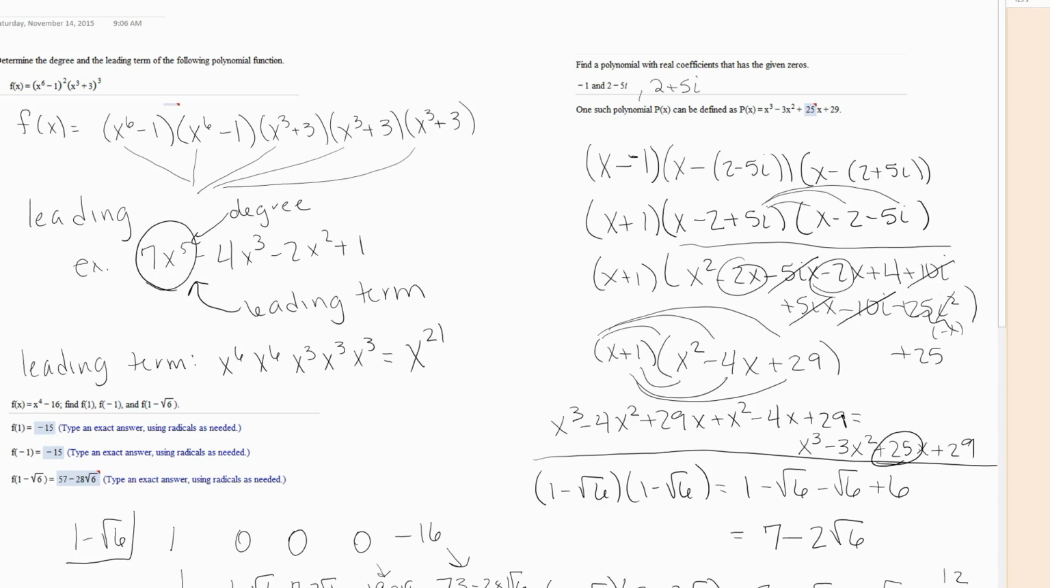Okay, so whenever it says find this polynomial with given zeros, you're going to do x minus each of those numbers. Now, if you have something with an i or a square root, and only those two times, an i or a square root, you're also going to have to put the conjugate of that value in.